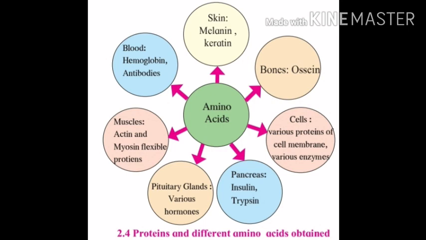Proteins are macromolecules formed by the bonding together of many amino acids. Proteins of animal origin are called first class proteins. We get 4 kilocalories of energy per gram of protein. Amino acids are obtained after digestion of protein.